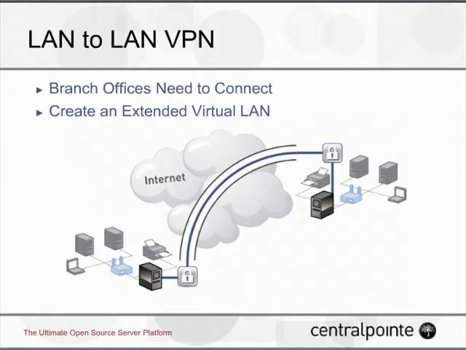In some cases, there are multiple offices that need to work together. The answer is to connect the networks through a VPN tunnel. Having a CPS as the gateway at each office makes it easy to create an office-to-office or LAN-to-LAN VPN.